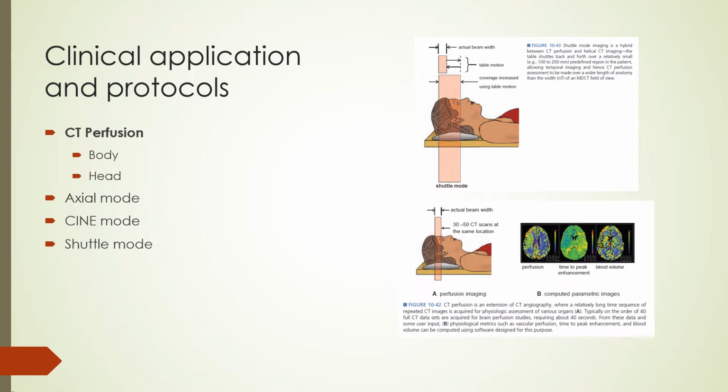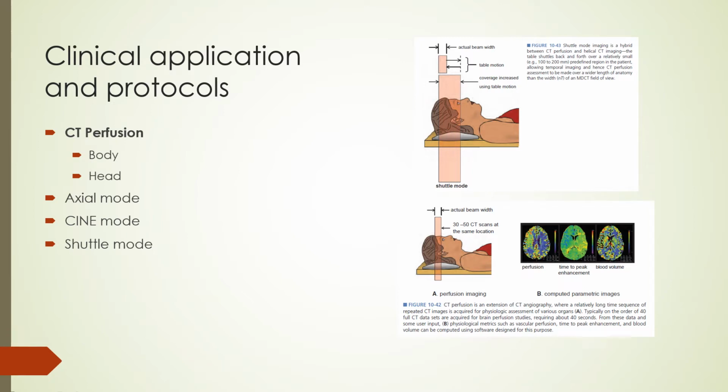These scans can take about 40 to 60 seconds. In the shuttle mode, the X-ray table is allowed to shuttle back and forth in a defined region as the images are acquired. This mode is lower dose than the axial mode and acquires more images for a better perfusion map. The cine mode is where the X-ray tube continuously rotates around the patient to acquire data. This mode can be higher dose than axial modes.